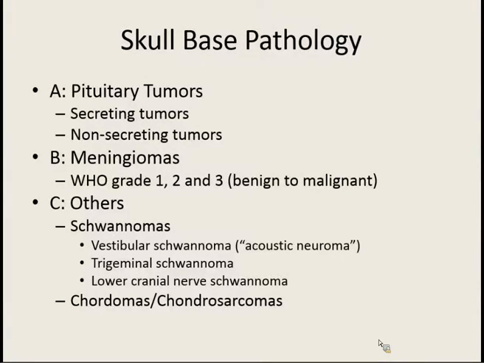So pituitary tumors, we usually classify those into tumors that secrete too much of a hormone, or non-secreting tumors that influence the secretion of the normal hormonal axes. Meningiomas, and we'll briefly touch upon benign and more aggressive entities under the umbrella of meningiomas, and then others if we have time. Schwannomas, the most common being vestibular schwannomas or acoustic neuromas, and the management of the less common, but here at the University of Washington, fairly common, trigeminal and lower cranial nerve schwannomas, and finally chordomas and chondrosarcomas.